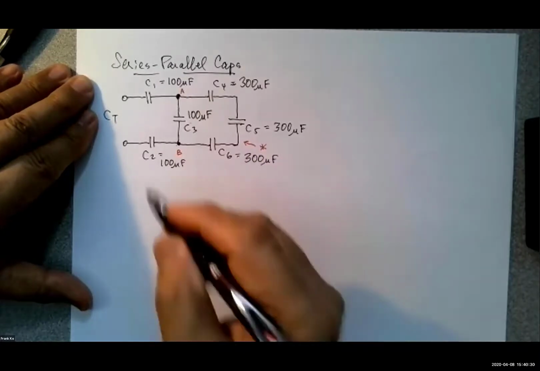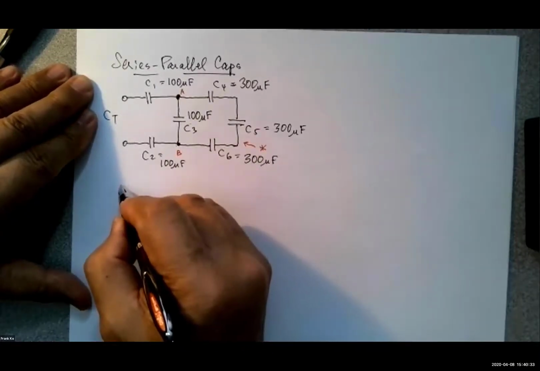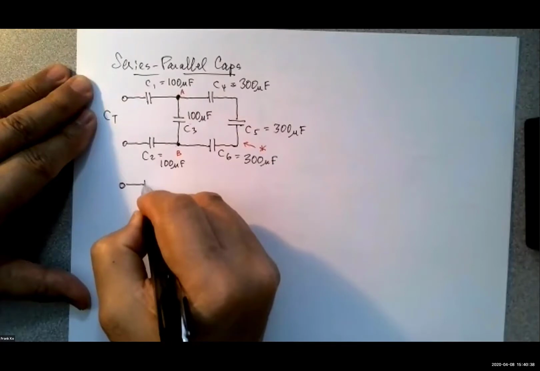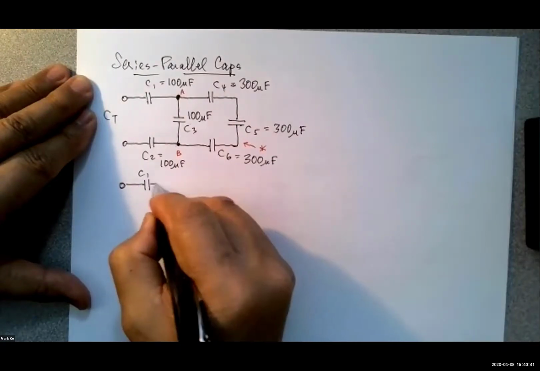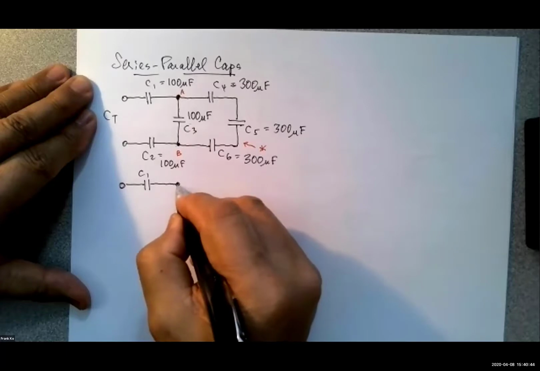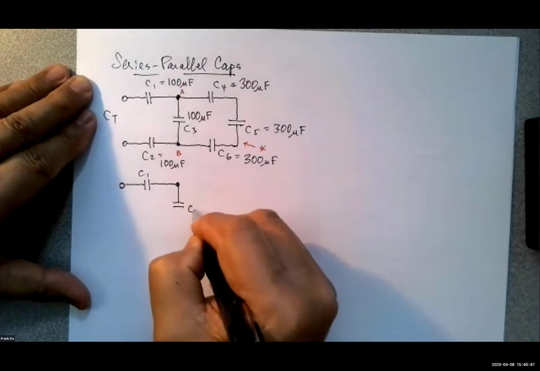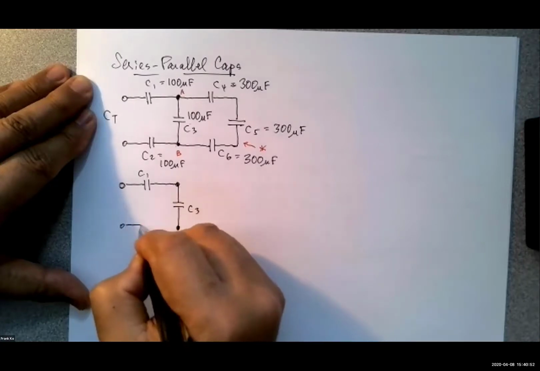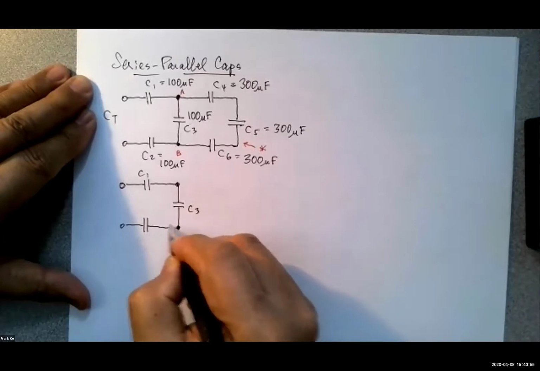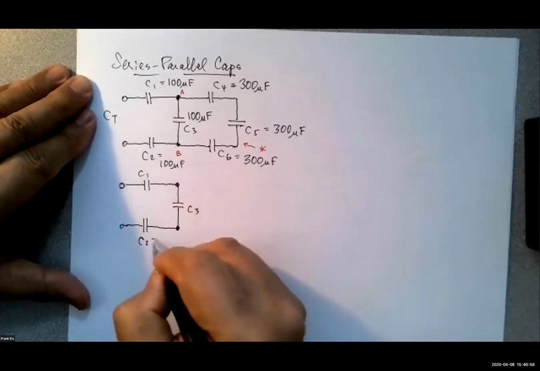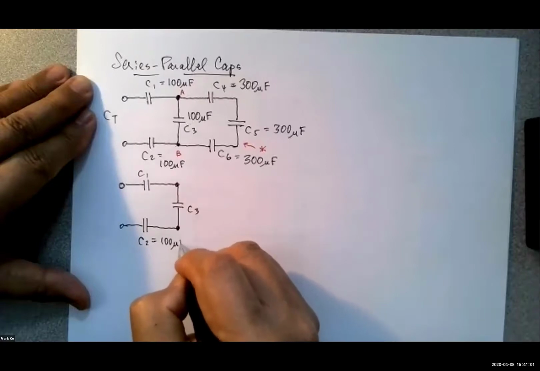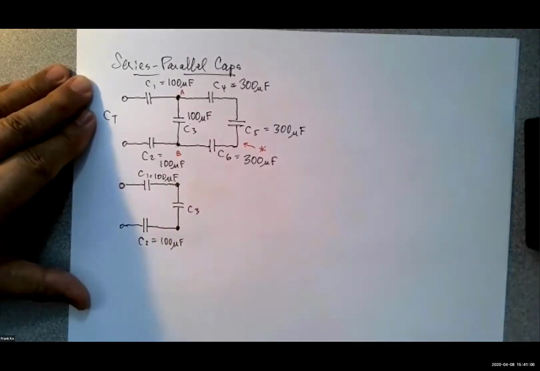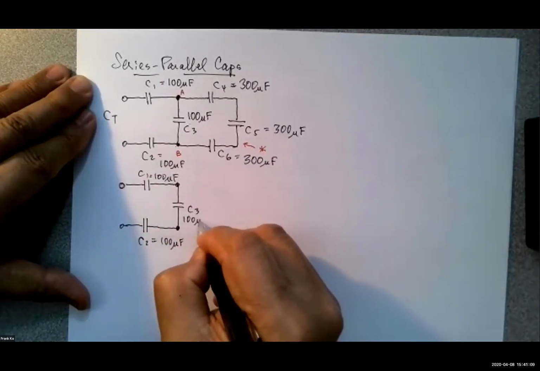Yes. So in my redraw, and I will do this right below the first one, I'm going to redraw. I'm going to have my C1. So C1 is still there. I'm going to have a point A. My C3 is still going to be here. I will have a point B, and my C2 is still going to be here. So C2, these guys are 100 microfarads. This is 100 microfarads. This is 100 microfarads.